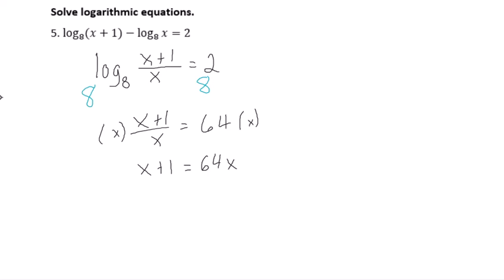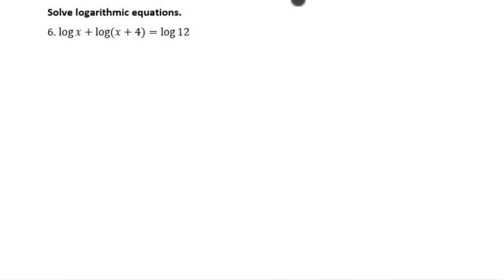Now this is linear, so we just need to get our x's to one side. We get 1 equals 63x. Divide both sides by the coefficient of 63. And we get x is equal to 1 over 63. Plug that in, it's positive. That works. There is no restriction in the domain for that. All right, let's look at our last example for today.